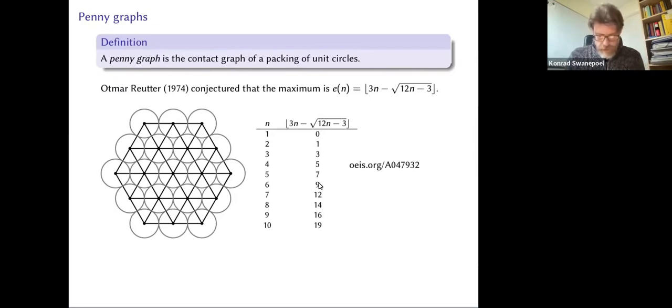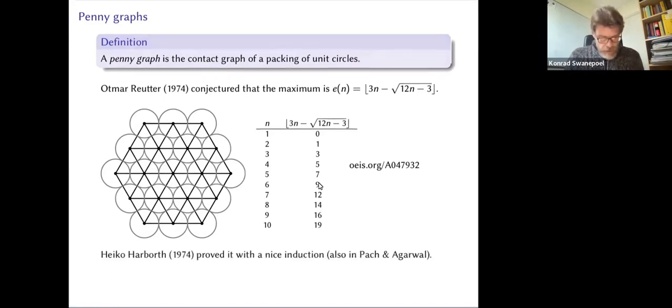Yeah, so this Reuter, I guess he was an amateur mathematician or a school teacher maybe, because he posed quite a lot of these problems in the Swiss journal Elemente der Mathematik, and this was one of them. And then Harborth proved it with a very nice induction argument. If you don't want to read German, it's also in the textbook Combinatorial Geometry of Janosch and Pankaj Agarwal.